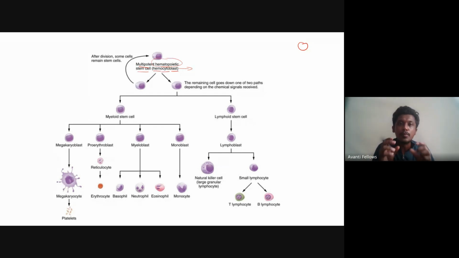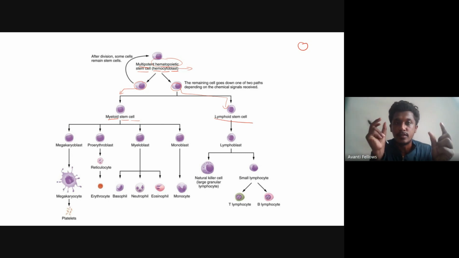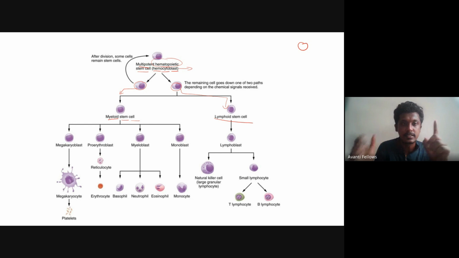Now, what do hemocytoblast or multipotent hematopoietic stem cells do? They divide. When they divide, one of the daughter cells will specialize into myeloid stem cells and another daughter cell will divide into lymphoid stem cells. So these are the major stem cells. You know what stem cells are, right? They are totipotent cells. So which are the two major stem cells here? Myeloid stem cells and lymphoid stem cells. So this is where your part of remembering starts. You have to remember from down here.